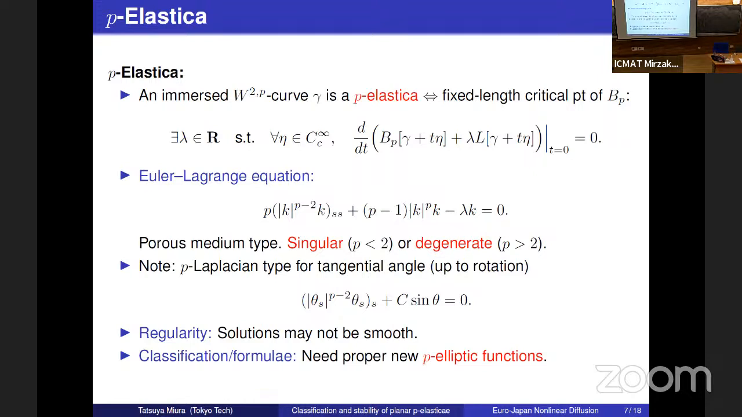Okay. So due to this nonlinear diffusion, of course, regularity is not as straightforward as in the classical case. And also, the more difficult point is the classification and explicit formula. Actually, we cannot use Jacobian elliptic functions or the previously known p-elliptic functions devised for studying p-Laplacian type equations, for example, by Professor Takeuchi or something.